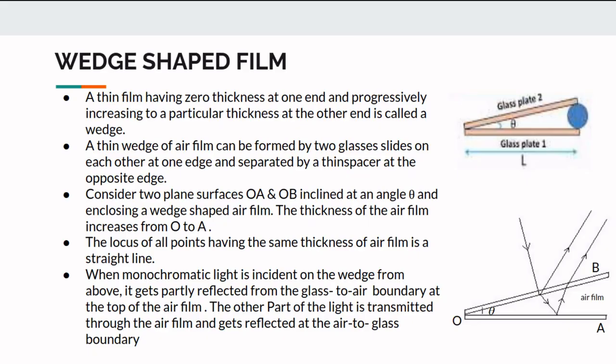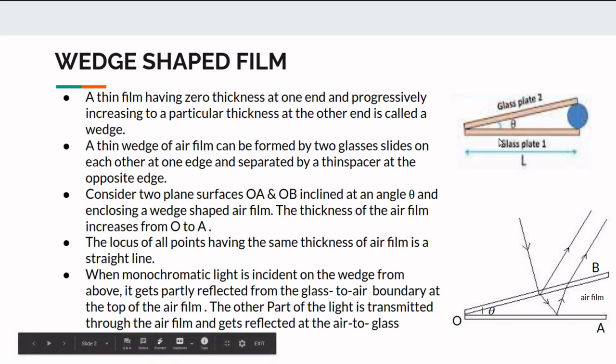First of all, I will discuss how a wedge shaped film is formed. What is a wedge shaped film? A wedge shaped film is a thin film having zero thickness at one end and progressively increasing to a particular thickness at the other end.